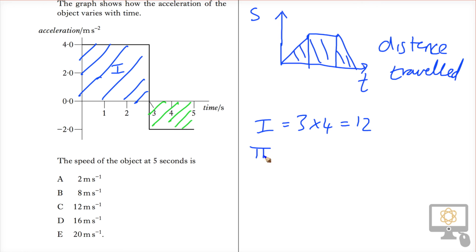And section 2, the area of section 2 is 2 times minus 2. So that's 2 times minus 2, and that's minus 4. And simply all we need to do is add these two areas together. 12 plus minus 4 is 8. And so that is our speed, 8 meters per second. And so therefore our answer is B.